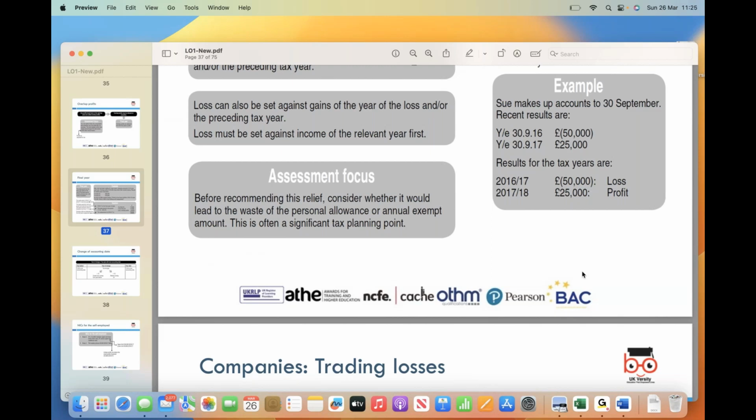Does that mean the remainder of the loss will be carried forward? Yes, exactly, you can carry forward as many years as needed. So I can carry forward the remainder of the 25k loss to the next financial year, 2019/20? Yes. But it must be set against income of the relevant year first.